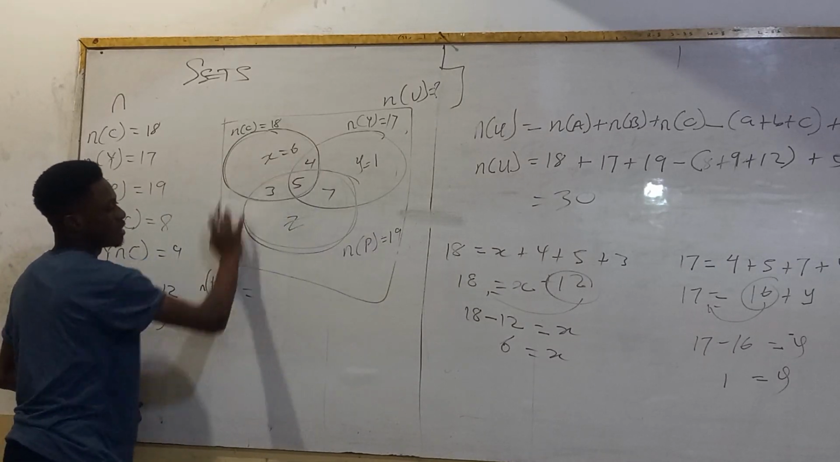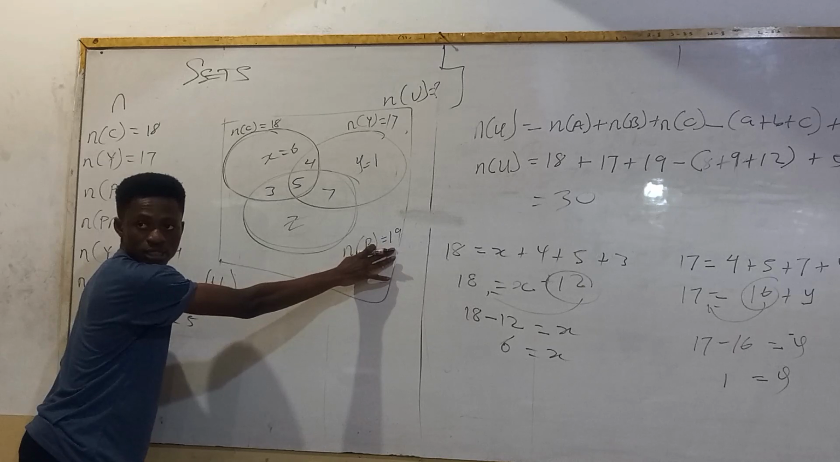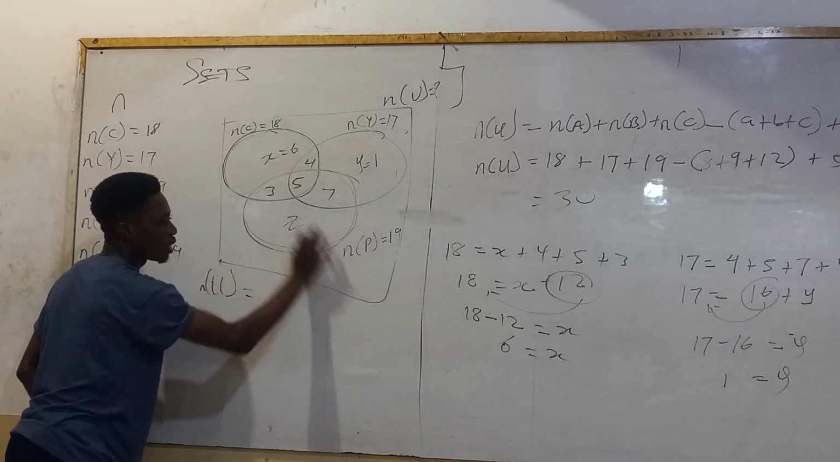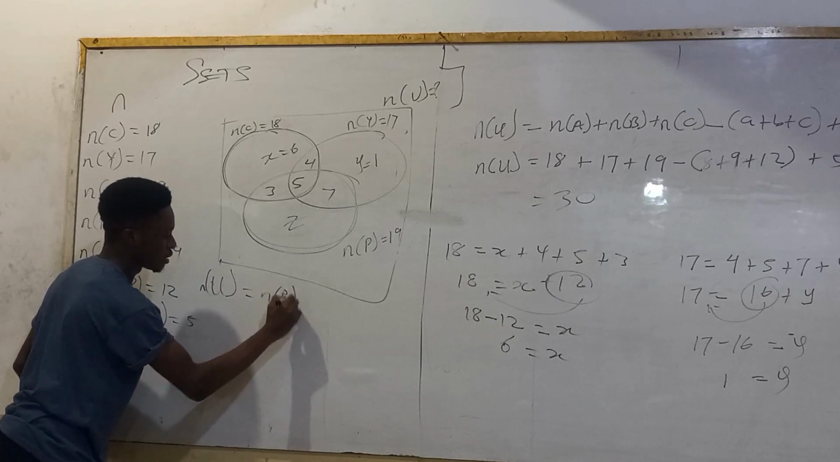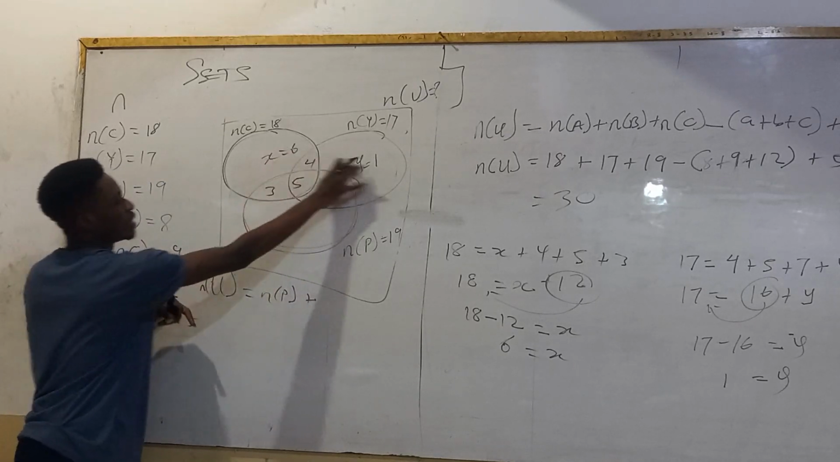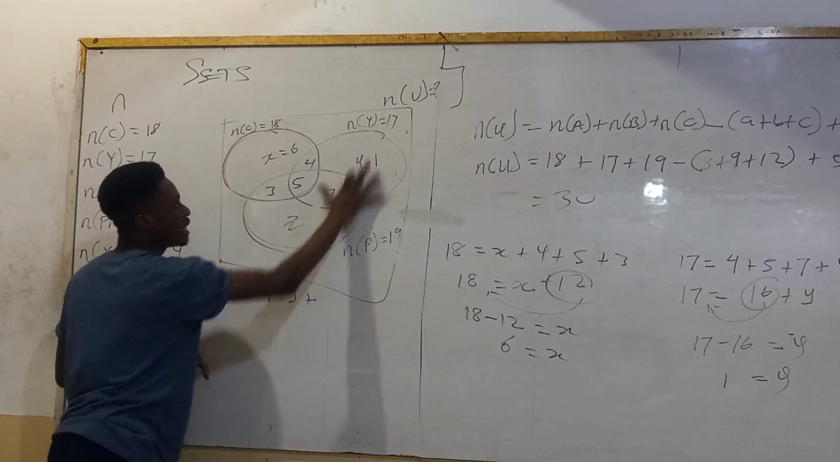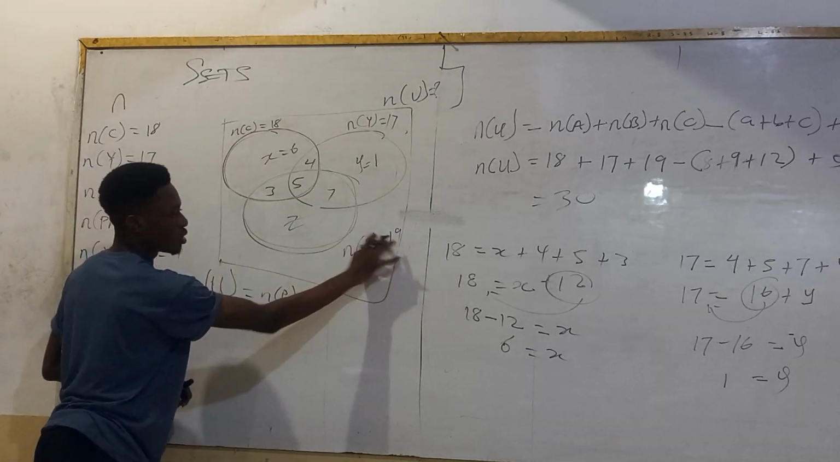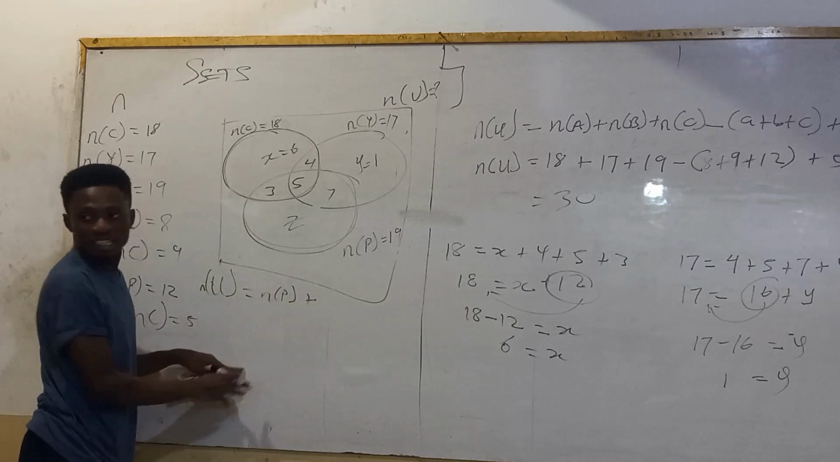is taking a whole class. Another way of finding the universal is taking a whole class, which is this, and you add the ones here because you know that everything in here will give you the universal. So all this is equal to what? 19. So you can take the 19.